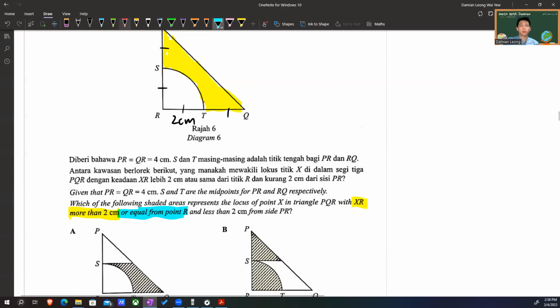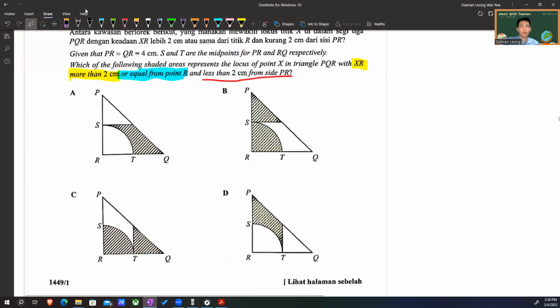Yeah, more than or equal lah. And less than 2 cm from side PR. Side PR. PR is here. Less than 2 cm. So 2 cm from here would be something like this. Okay, no. 2 cm from PR, sorry. 2 cm from this would be a parallel line of 2 cm from PR. So it would be like this. Less to the left side. So means this part. So it cannot be here. So shaded region like this would be answer D.